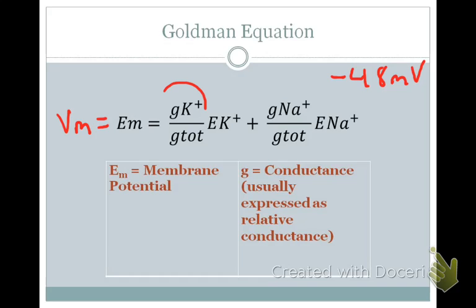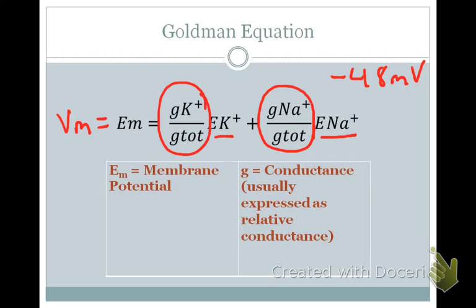So you've got the relative conductance of potassium times its equilibrium potential added to the relative conductance of sodium times its equilibrium potential. So to calculate an exact, precise resting membrane potential, you'd also have to take into account other ions like chloride, but the major drivers of resting membrane potential are potassium and sodium, and they'll be the only ones we care about in this class. So, now conductance, it's usually expressed as a relative conductance, and I told you before that there are many more leak channels for potassium than there are for sodium. So at rest, the relative conductance for potassium is much higher than sodium.